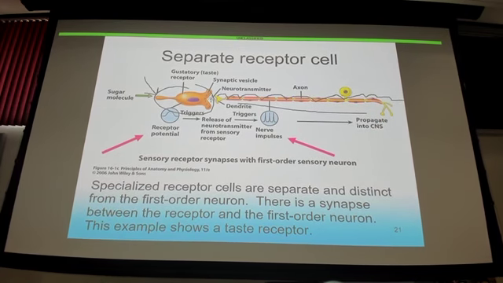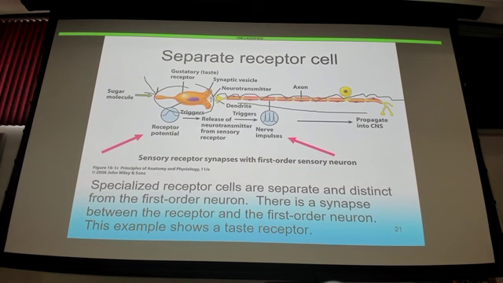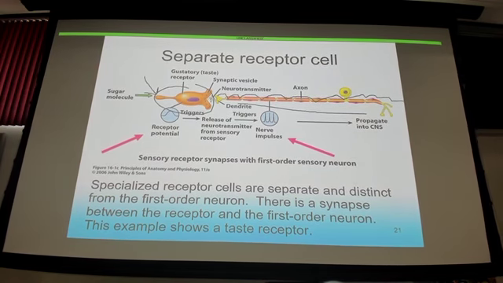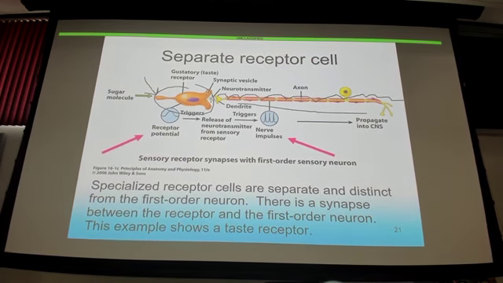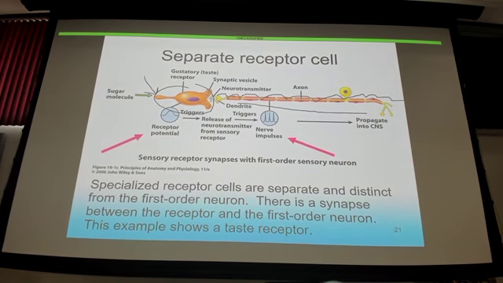But in special senses, you take that same setup and put a cell in front of it. But first orders that are found in the dorsal root ganglion aren't. They're all general senses. I see what you're getting to. Is that confusing?